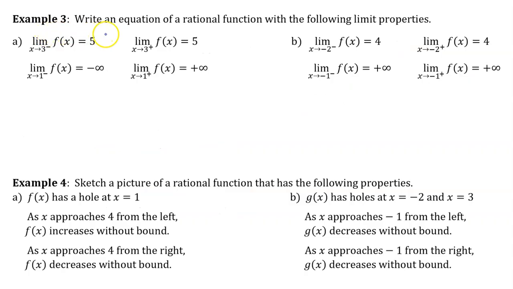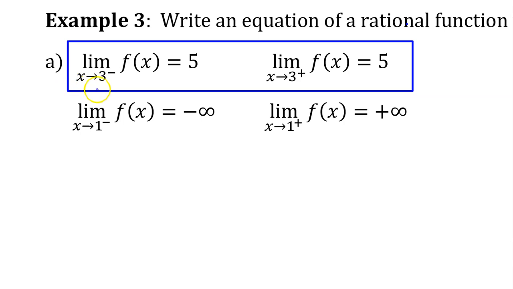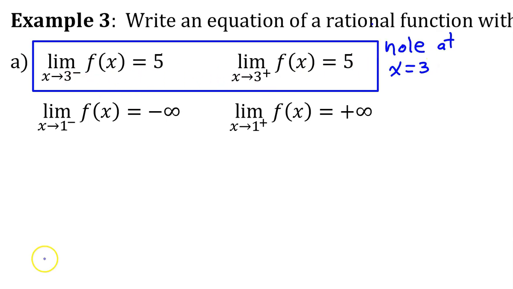Example 3. Write an equation of a rational function with the following limit properties. Looking at part A, notice that the limit as x approaches 3 from the left and the limit as x approaches 3 from the right both equal a constant. That means that there is a hole at x equals 3. Also, this constant is the y value of the hole. So the hole is at x equals 3, comma, y equals 5.